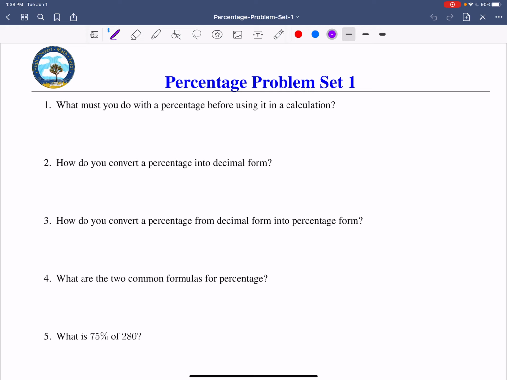So anytime you're working on a problem that has percentages involved, there are a couple things you need to know. So first thing, when you're given a percentage in a problem, such as what is 20% of 300, you're given 20%, and you're given that in percent form. So the first thing you have to do before you use a percentage in a calculation, you have to convert that percentage into decimal form.